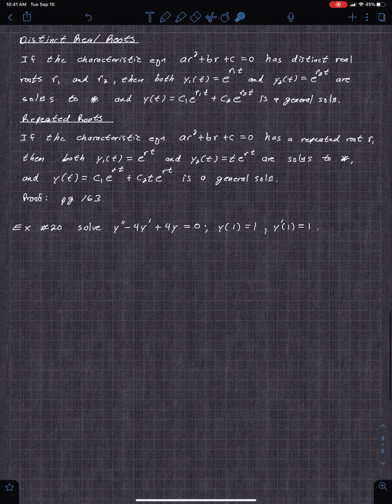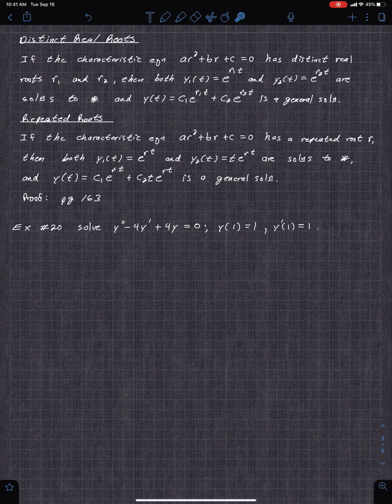All right, so let's go on to distinct real roots. Distinct means they're different from each other. If the characteristic equation has distinct real roots, R1 and R2, meaning they're different, then both of those are solutions to our equation, and a constant times each, summed, is a general solution. So that's what we essentially are showing above.